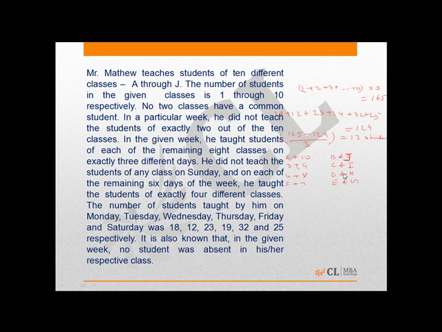Now we will try to figure out which are those two classes which he did not teach in the given week. Let's see. We know that on Tuesday he taught 12 students. What are the possibilities? 12 can be made as a sum of 4 natural numbers in only 2 ways, 1 plus 2 plus 3 plus 6, or 1 plus 2 plus 4 plus 5. From 1 to 10, these are the only two ways to make the sum 12 with 4 natural numbers.